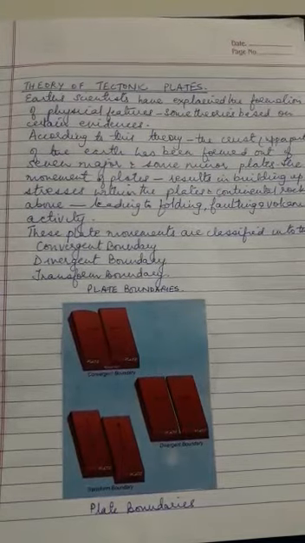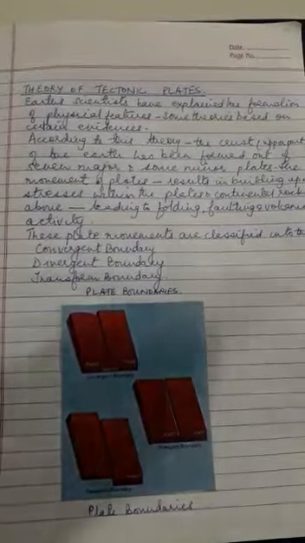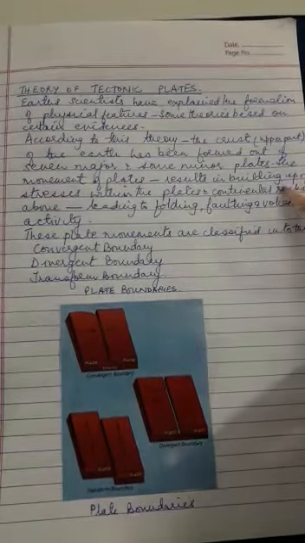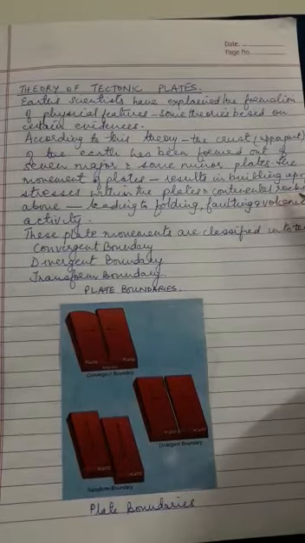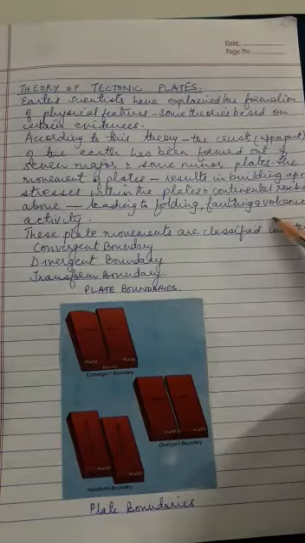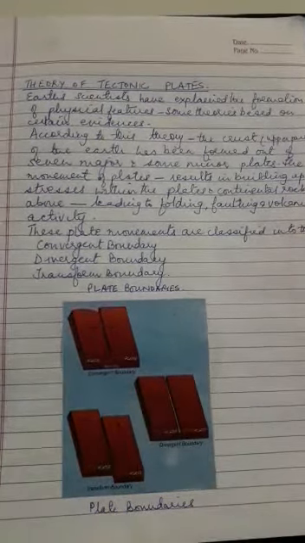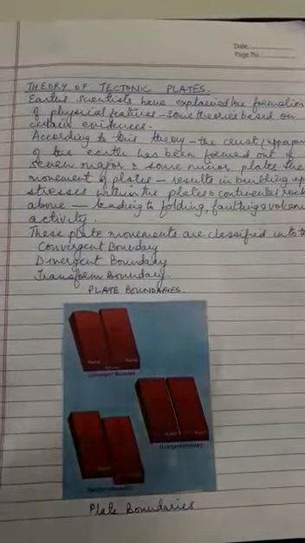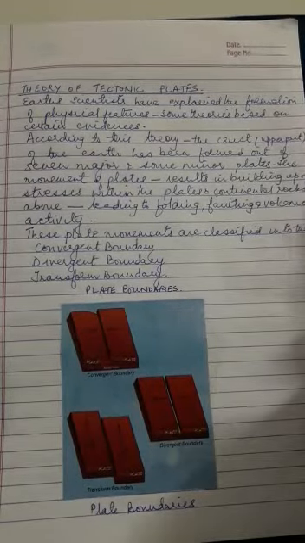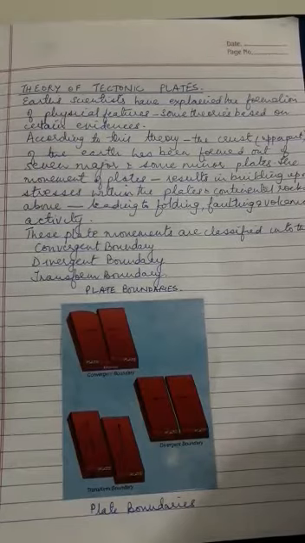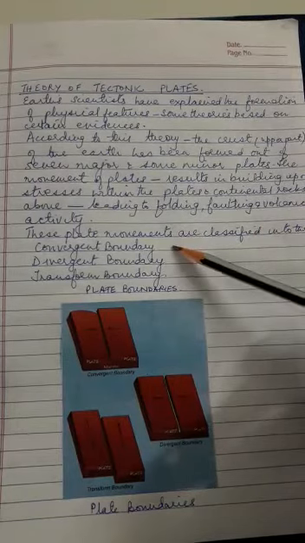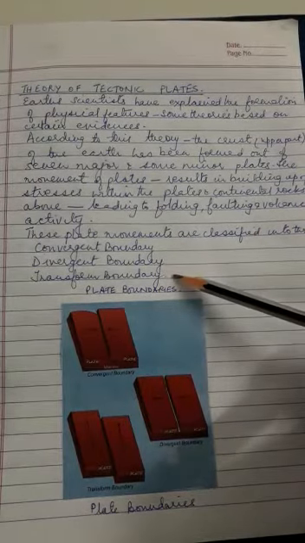So how has this happened? The movement of plates results in building up of stresses within the plates and continental rocks above, and this leads to folding, faulting and volcanic activity. So we see that these take place. These plate movements are classified into three: we have convergent boundary, divergent boundary, and transform boundary.